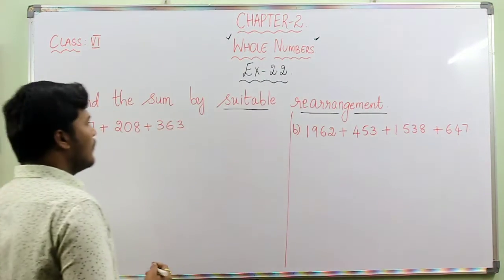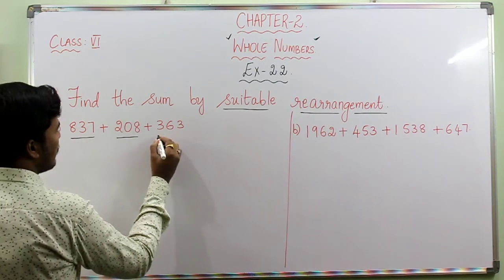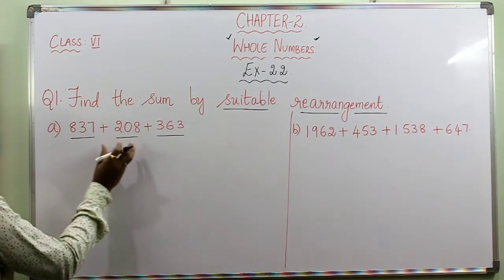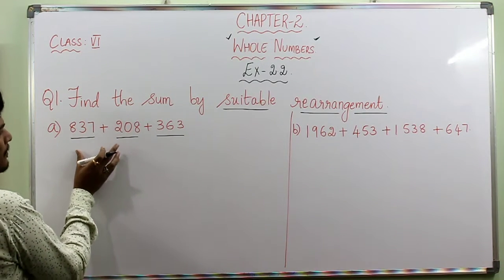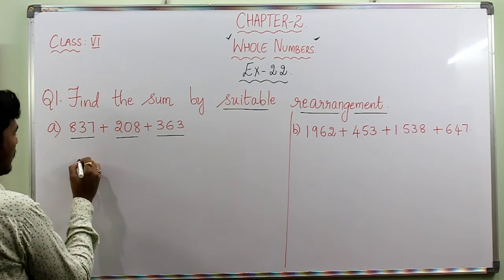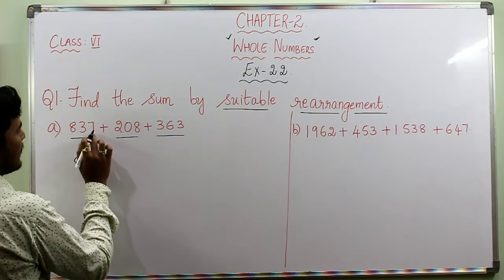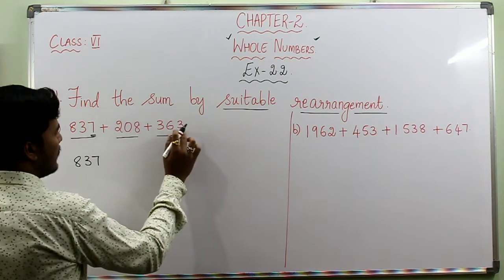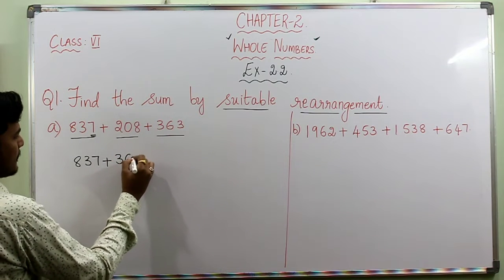So what is rearrangement? Out of the three given numbers, select a pair such that it will give a sum with a ten in the last place, that is 837. If I am taking this 7 and then 3 here, 7 plus 3 will become 10. So I am taking those two as one pair.